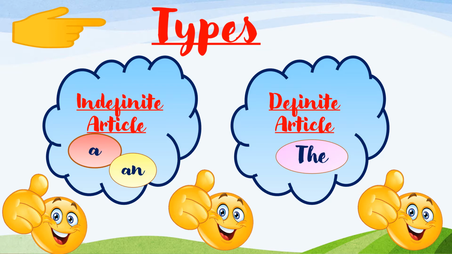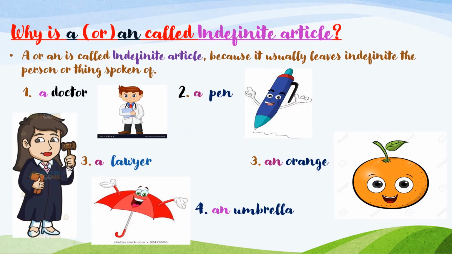So children, you are clear that there are two types of articles: the indefinite article and the definite article. Do you want to know why they are called indefinite and definite articles? Let me tell you. Now let us see why article a or an is called an indefinite article. Because these articles a or an are used for non-specific objects.